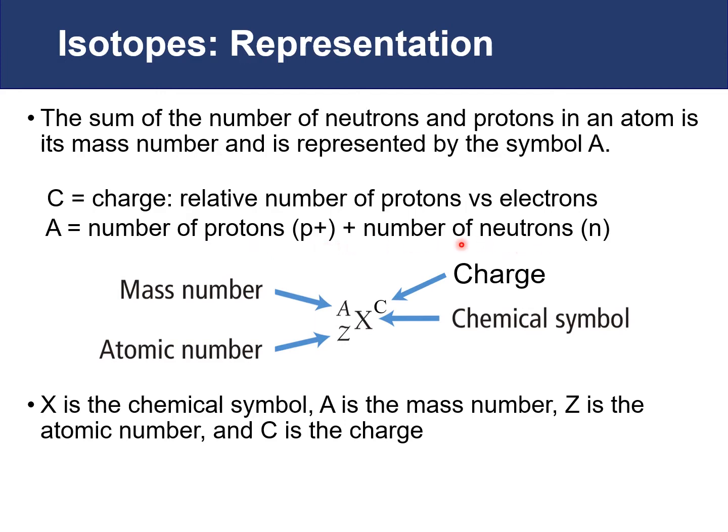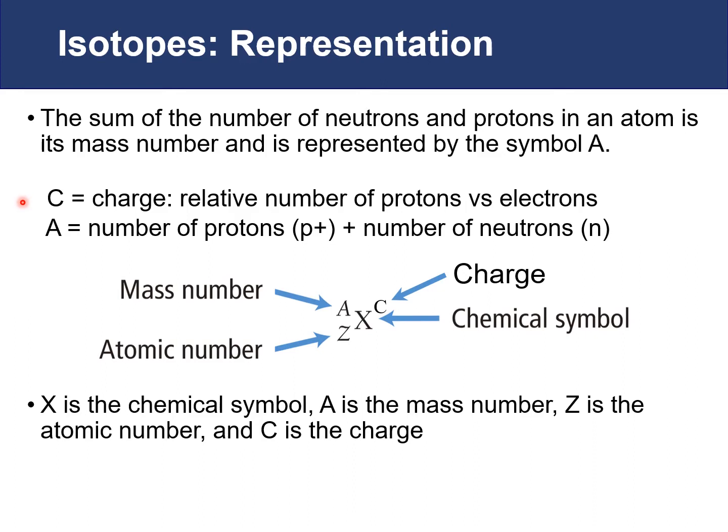The atomic number, which we recently saw, is what defines the type of element that you're working with, and that will be equal to the number of protons. This X will be the chemical symbol, which can be found on the periodic table, and then this C here is the charge. The charge is the relative number of protons versus electrons.